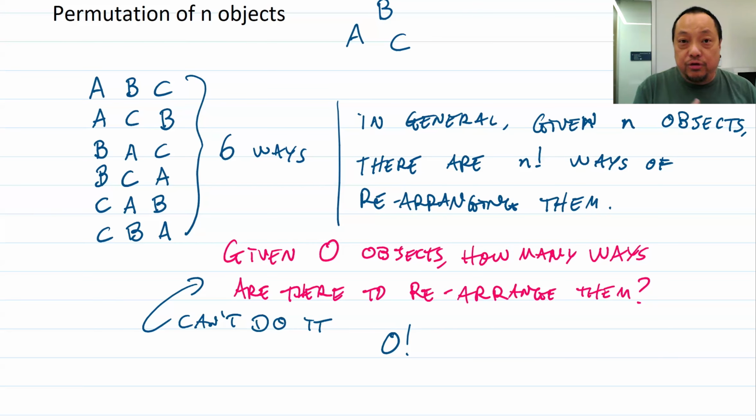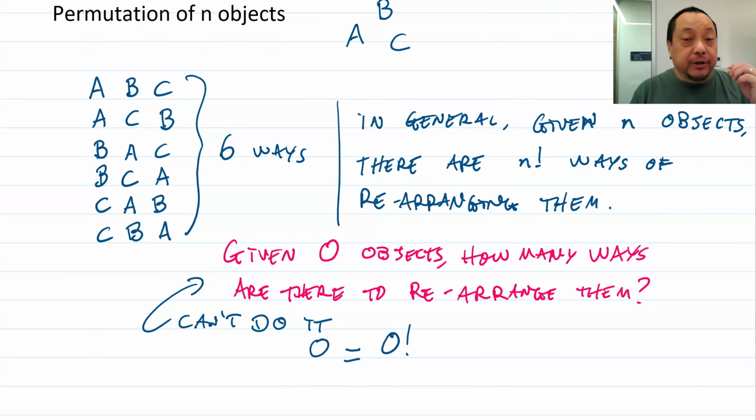Can't do it. There's no job to be done. And therefore, the answer is 0. I can't do it. I don't have a way of doing it. And since the number of ways of rearranging objects is supposed to be 0 factorial, this is an argument in favor of saying that 0 is equal to 0 factorial. All right, so those are 2 possible arguments in favor of defining 0 factorial as 0.